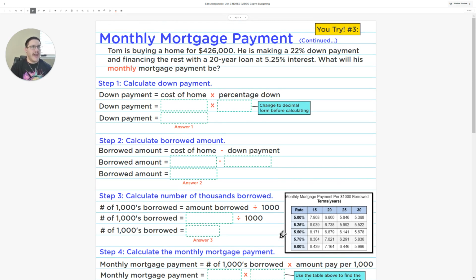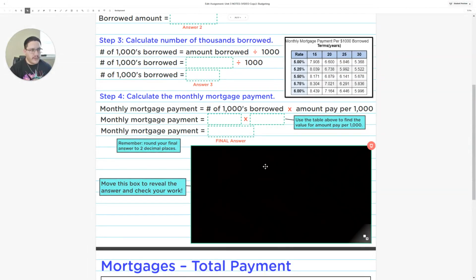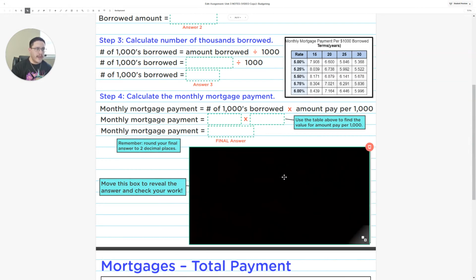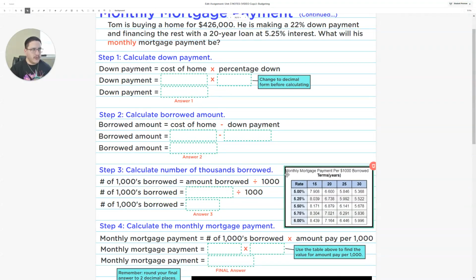So if you were on ClassKick doing this problem, I would like y'all to pause the video and fill out the blanks on your own. See if you can get the right answer. If you get stuck, besides watching this video, if you want to figure it out on your own, just move this box to see where you may have gotten it wrong. So again, pause the video, try this problem on your own. Otherwise, I'm going to continue on and show y'all how to do this.